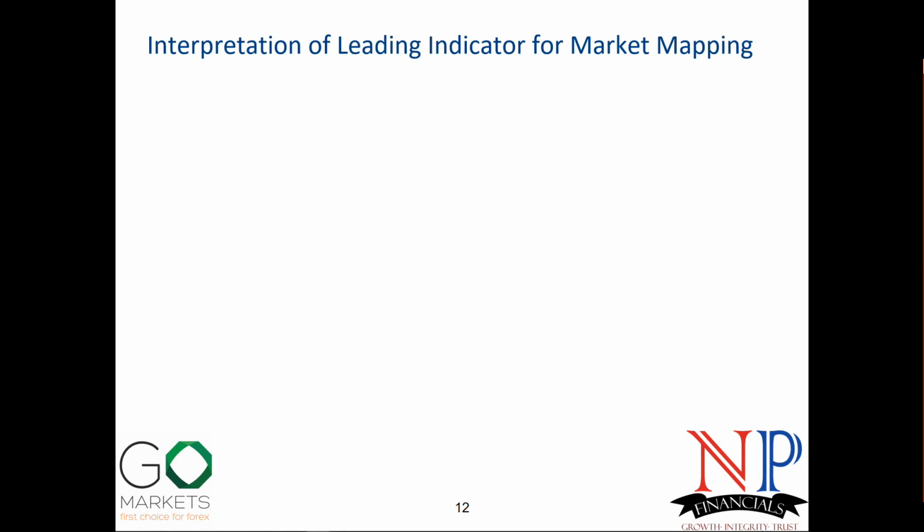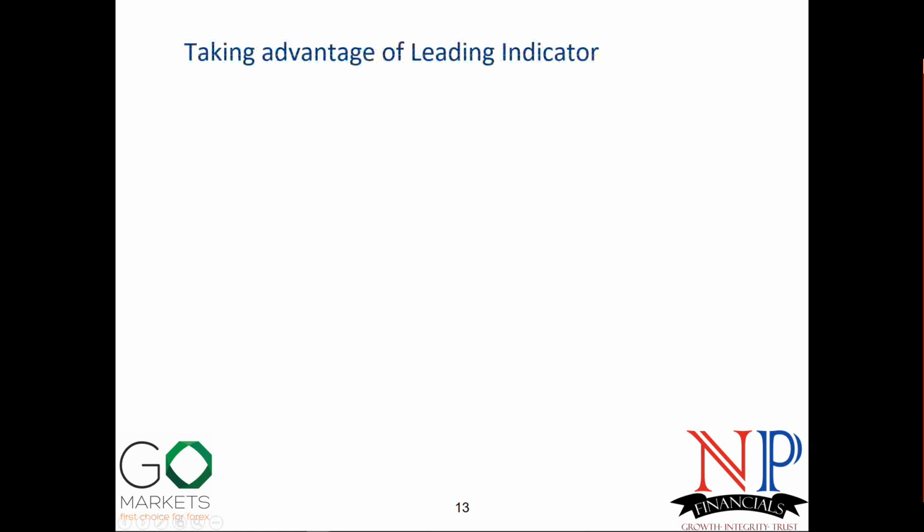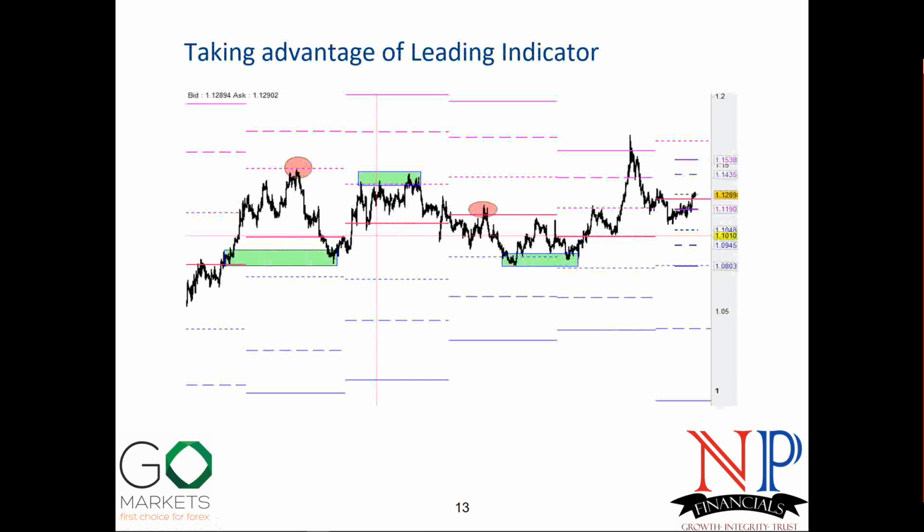Okay, so let's see. Interpretation of leading indicator: as I told you, these are weekly, resistance 3 to 1, pivot, support 1 2 3, and these are monthly, support 1 2 3 and resistance 1 2 3. Taking advantage of leading indicators.